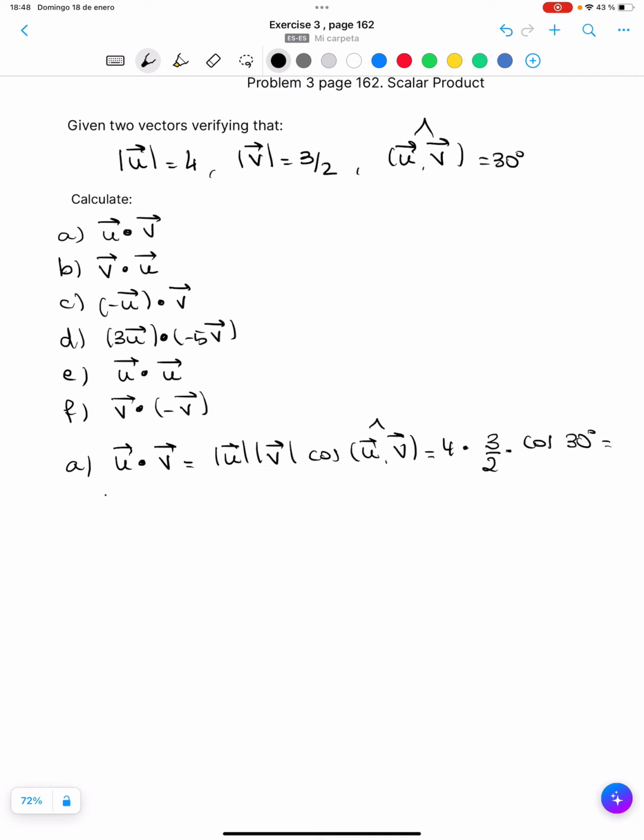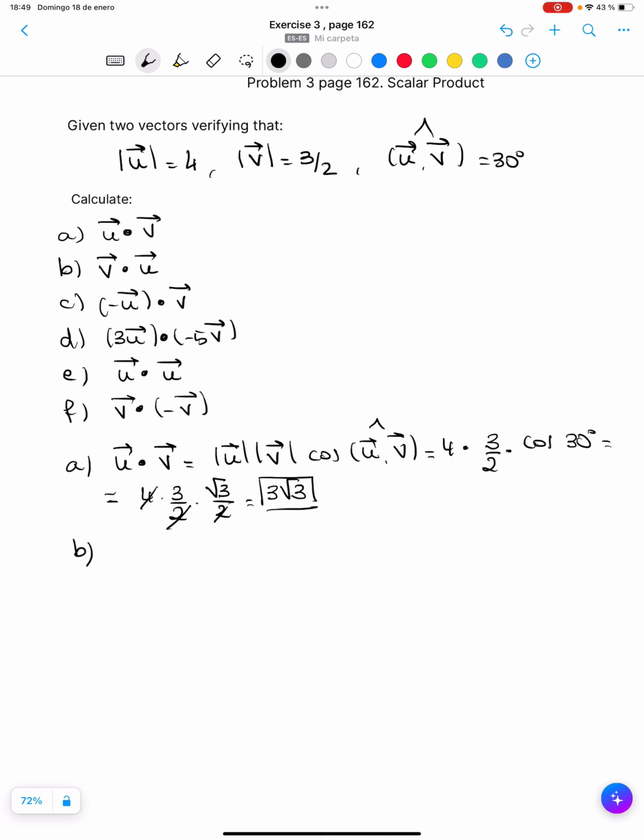The cosine of 30 degrees is the same as the sine of 60 degrees, that is the square root of 3 divided by 2. So when we operate here, we simplify 2 and 2 with 4. Finally, we have that the result is 3 times the square root of 3.